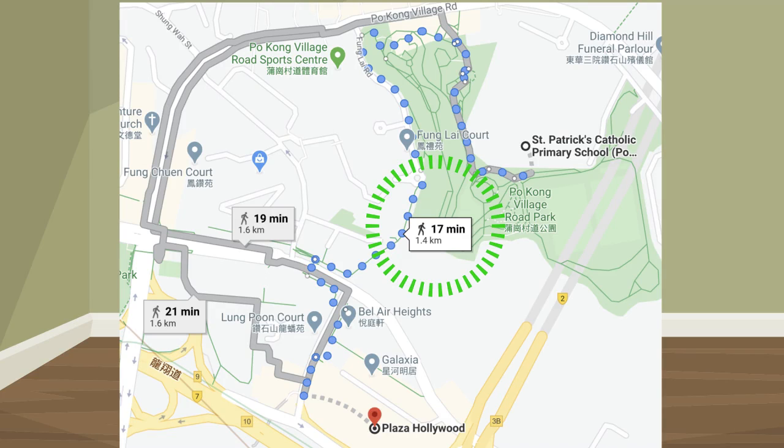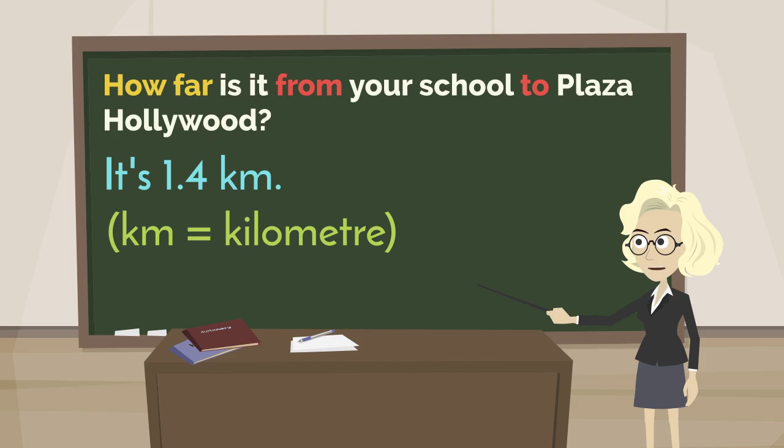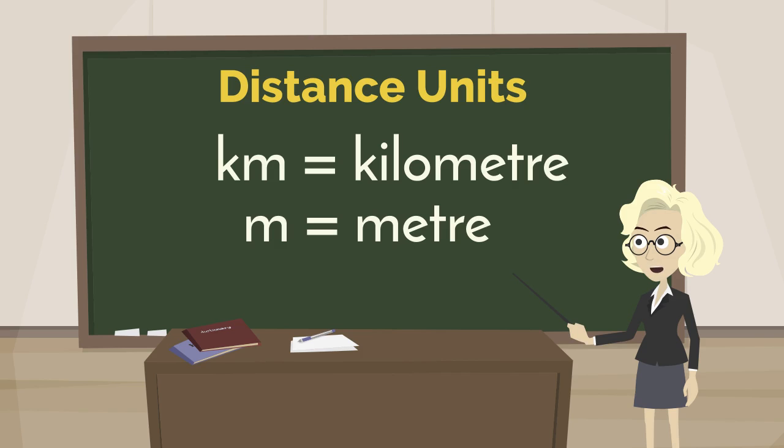How far is it? Can you find the answer? It's 1.4 kilometers. km refers to kilometer. We use these distance units to answer questions of how far. km refers to kilometer. m refers to meter.